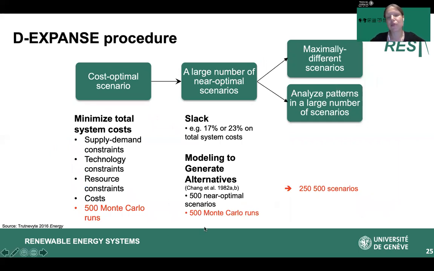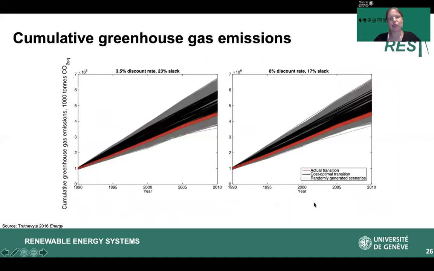Now, one can also look at what would happen if we use modeling to generate alternatives in combination with Monte Carlo runs. That, of course, ends up in a very large number of scenarios. And here I will show just one example of depicting cumulative greenhouse gas emissions. That, again, in a way represents part of the technology mix.